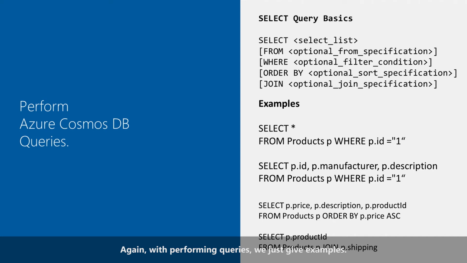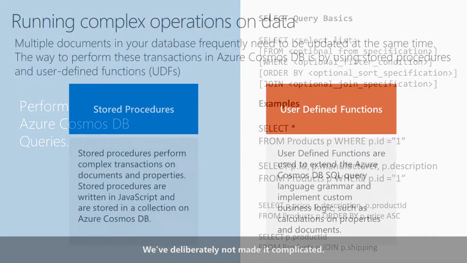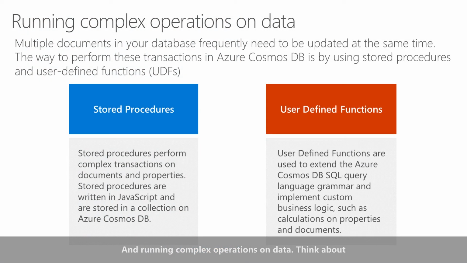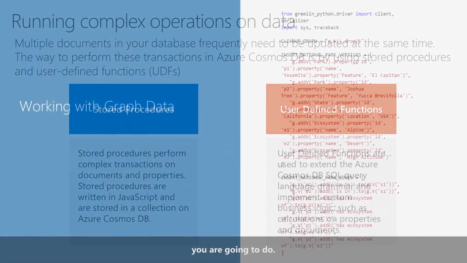Again, with performing queries, we just give examples. We hope your students are comfortable with this already. We've deliberately not made it complicated. And running complex operations on data, think about encapsulation, right? How do we do that? Stored procedures or user-defined functions. These are objects that are supported in Cosmos DB. The labs get you doing this. So you will do this in the labs, right? Everything that you see here, you're going to do.